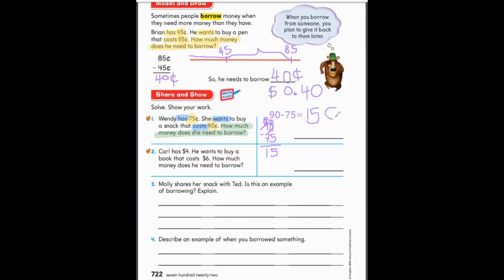15 cents. If I want to write the number as dollars, this is $0.15, 1 dime and 1 nickel, or 15 cents.